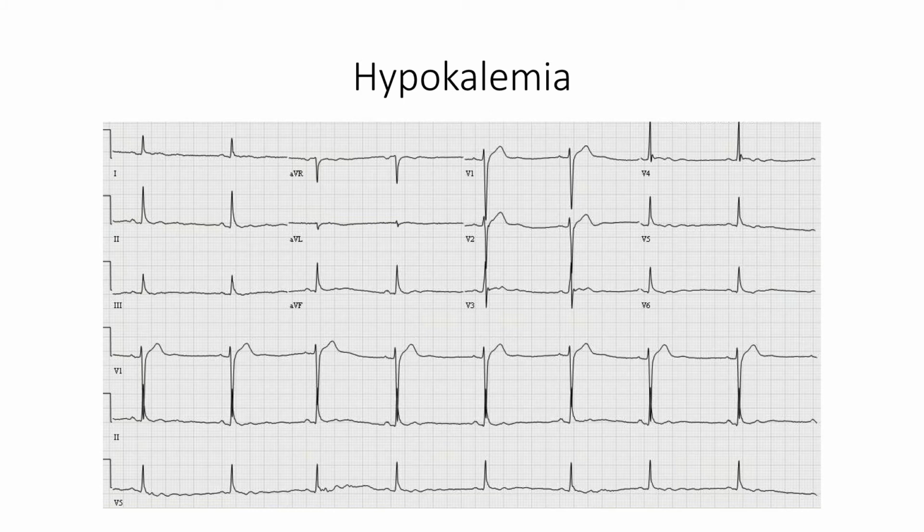On the opposite end of the spectrum is hypokalemia. Hypokalemia is commonly caused by potassium-wasting diuretics, diarrhea, primary aldosteronism, and alcohol abuse. The ECG may show a low T-wave amplitude, ST segment depression, T-wave inversion, and PR interval prolongation.